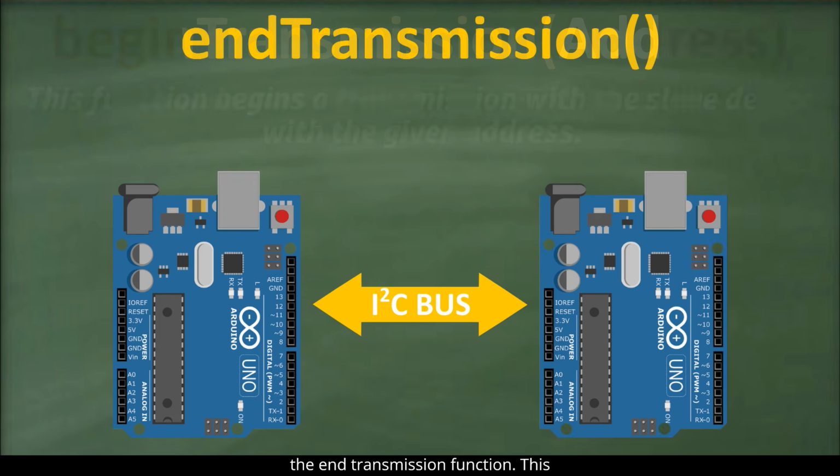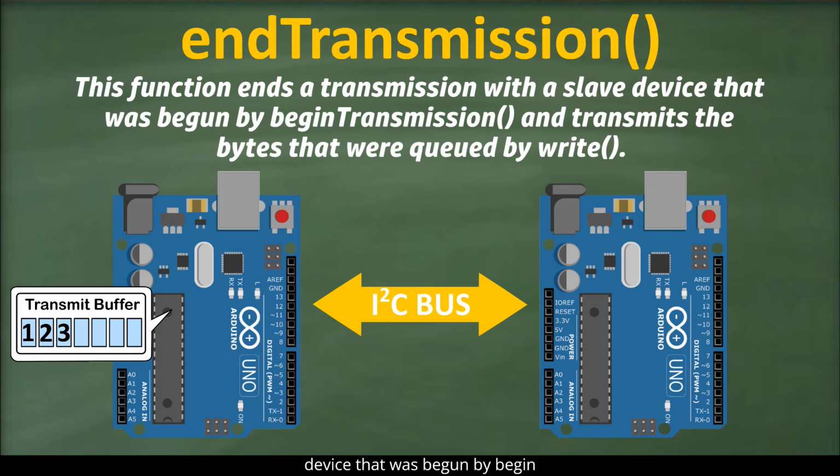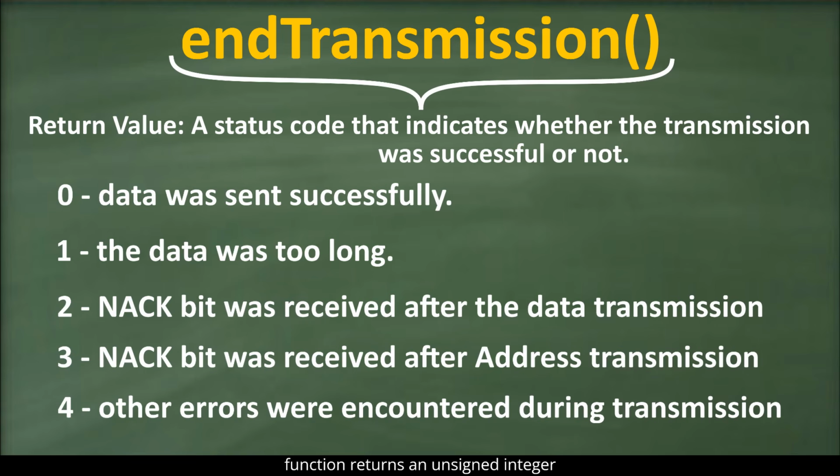Next is the endTransmission function. This function ends a transmission with a slave device that was begun by beginTransmission and transmits the bytes that were queued by the write function. This function returns an unsigned integer status code that indicates whether the transmission was successful or not.